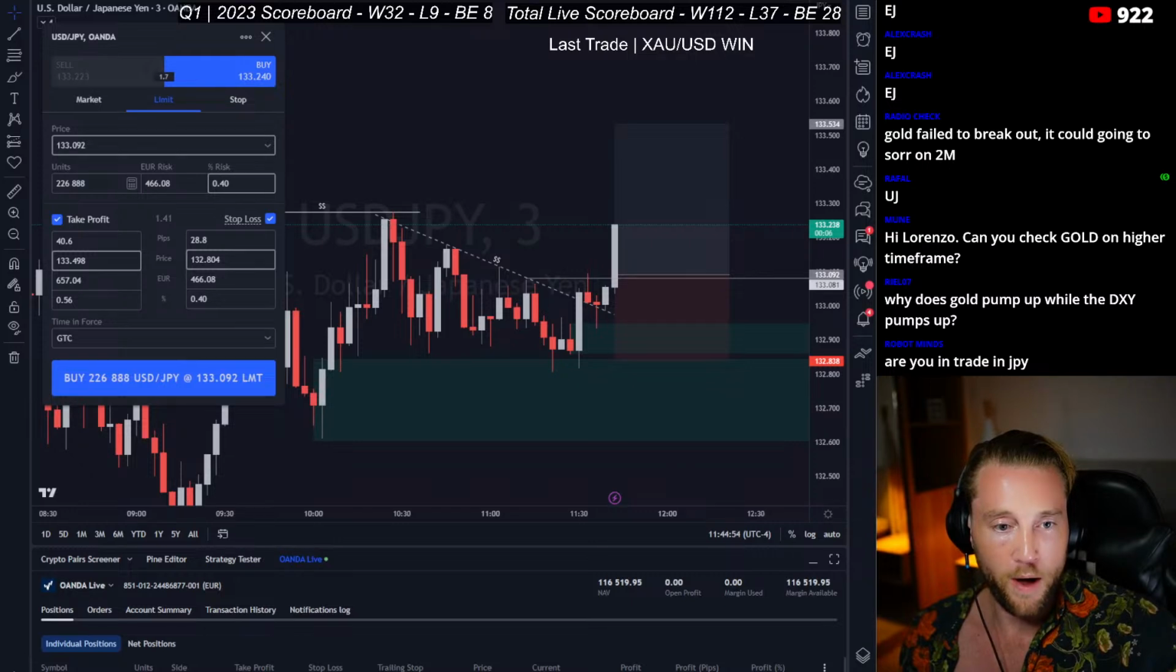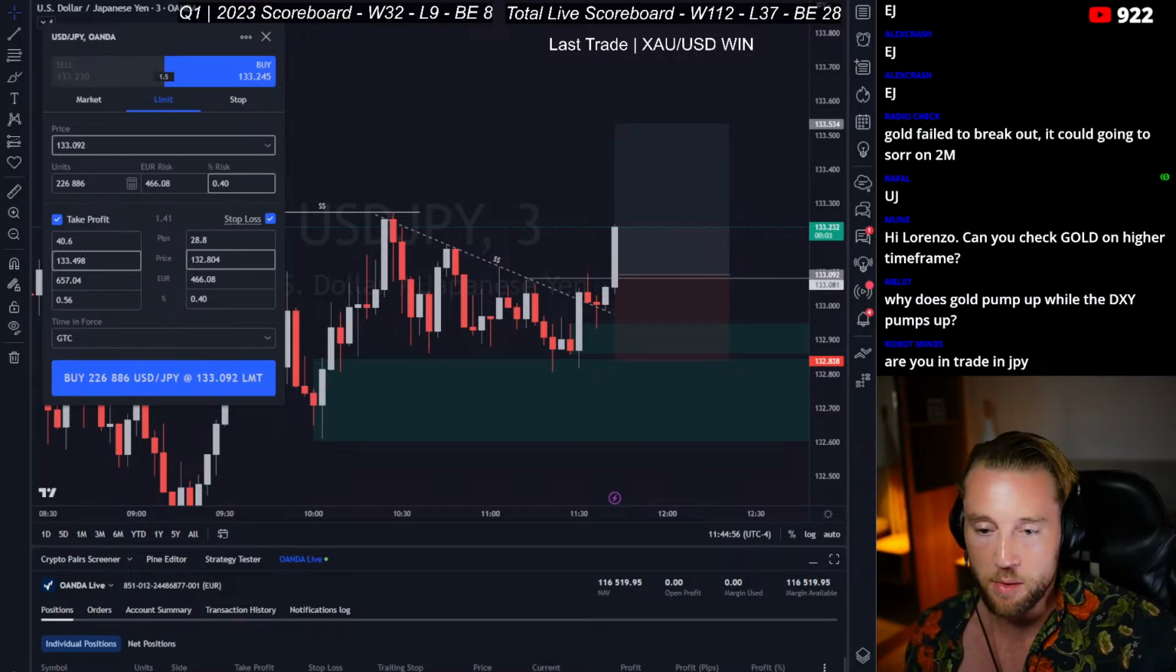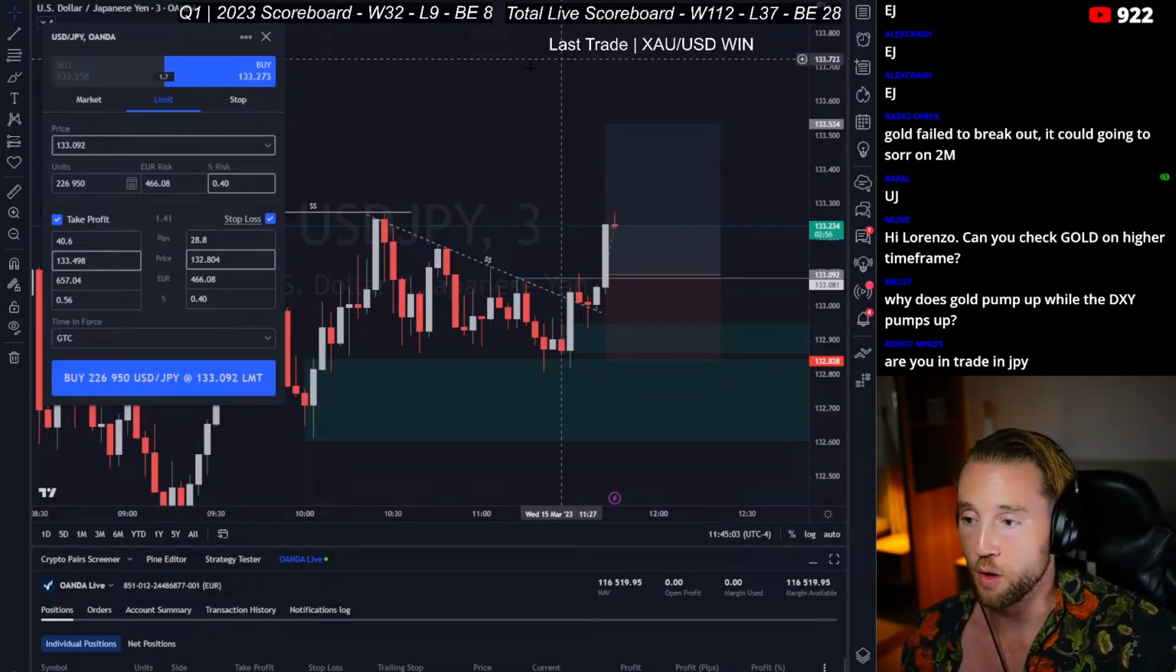Why does gold pump up while the dollar index pumps up? Sometimes they're not negatively correlated. Then you need to look at the stock market. What's the stock market doing? What are the indices doing, for example?